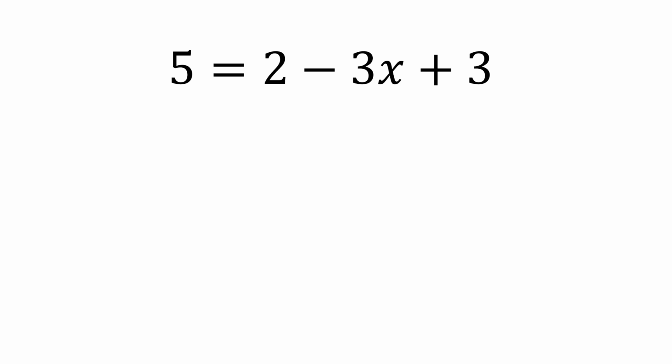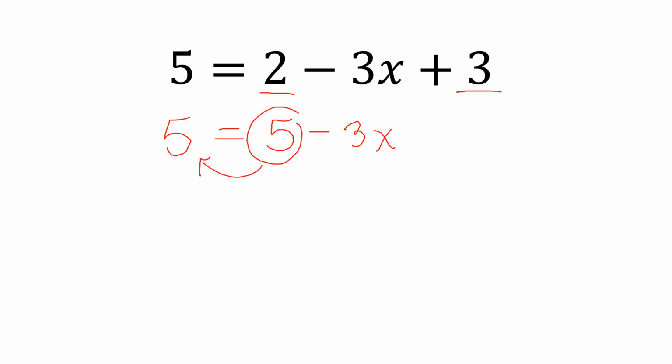So for a problem like 5 equals 2 minus 3x plus 3, all we're doing here is combining the 2 and the 3 because those are like terms in the same room. So I'm going to rewrite it as 5 equals 2 plus 3 is 5, so that's 5 minus 3x. And so now to move this 5 into the other room, I'm going to subtract 5. So 5 minus 5 is 0. So 0 equals negative 3x.